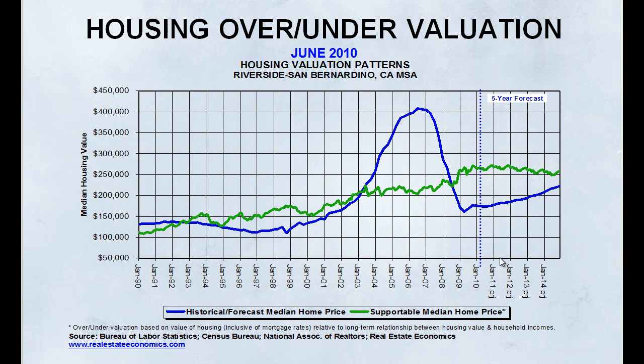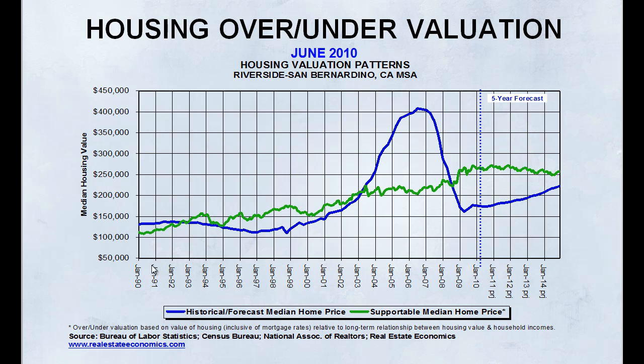There is another side of the equation, though, a lot of economists tend to ignore. It's fine to describe this market as oversupplied. It is, but you can do well in an oversupplied market if you are also undervalued. And in this market, we are extremely undervalued, and that's really shown here.